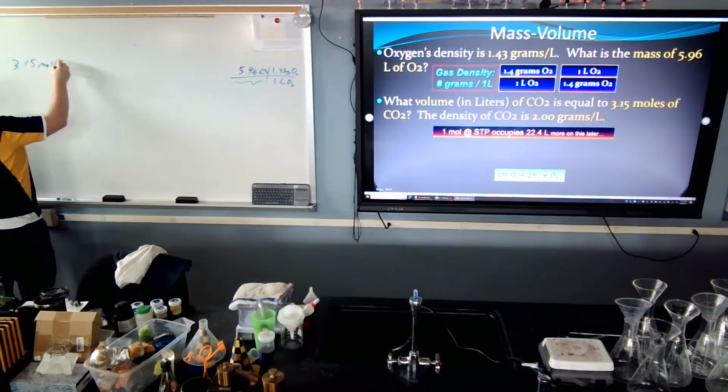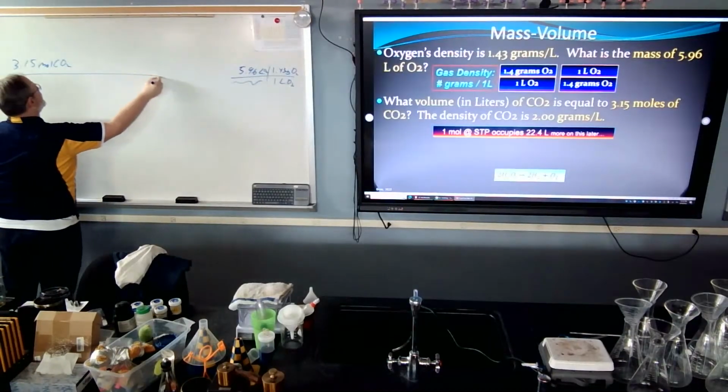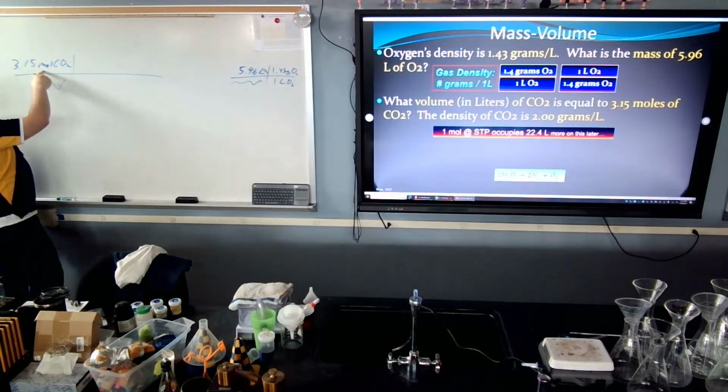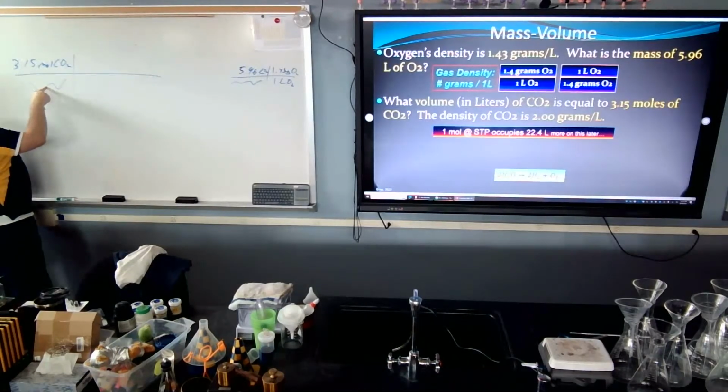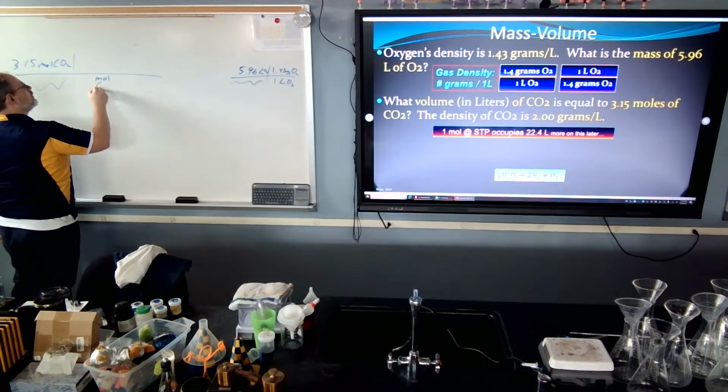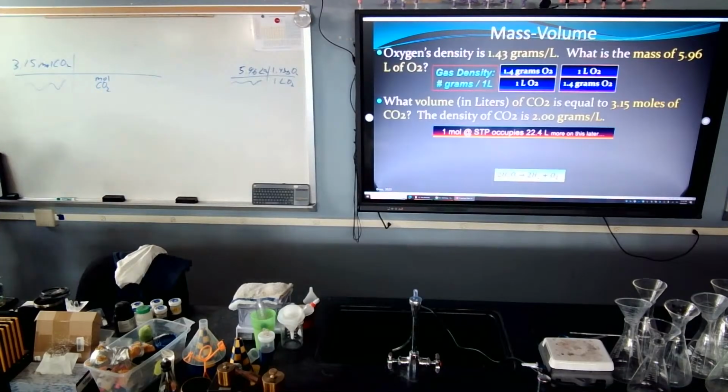Okay. Moles of CO2. This is not a full stoichiometry. I apologize. Last one will be. And again, nothing goes here. We're going to move down our moles of CO2. Because we're going to need to convert our CO2.